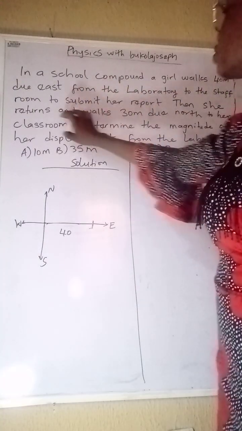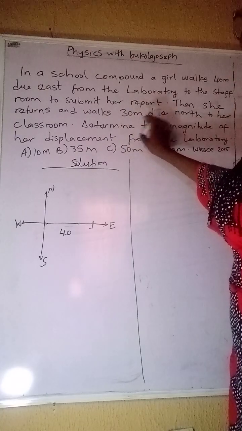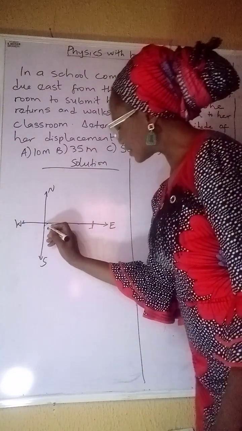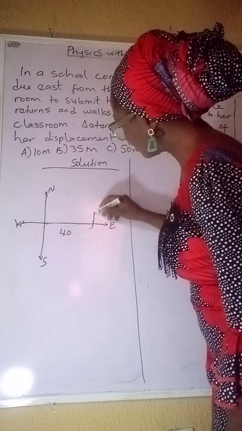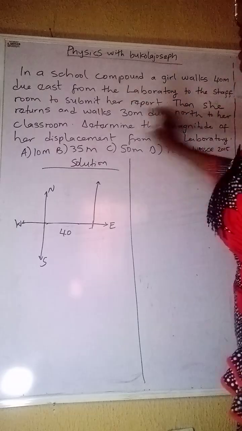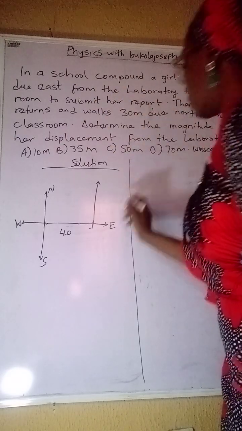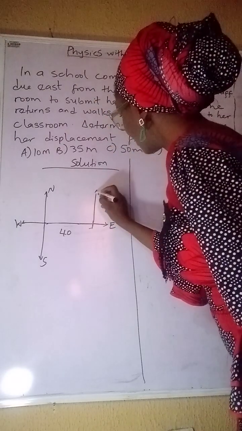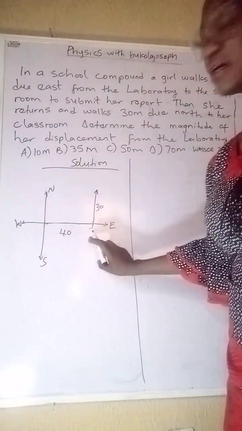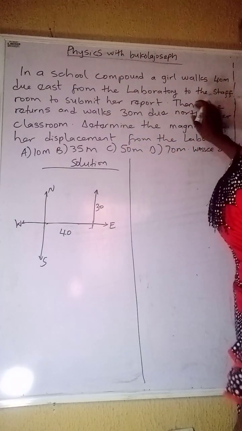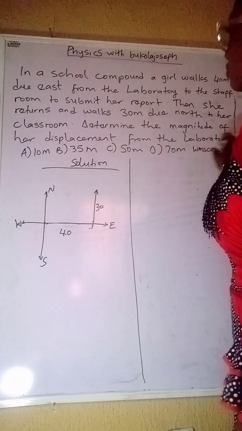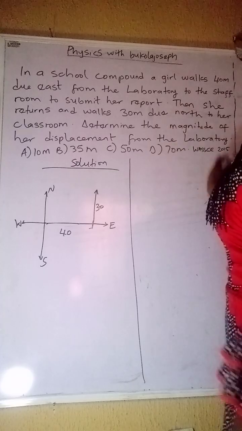Then she returns and walks 30 meters due north. So it means instead of going like this back to the class, she went this direction. 30 is supposed to be something like this. The magnitude shouldn't be the same as 40, right? Then to our classroom. Determine the magnitude of her displacement from the laboratory.